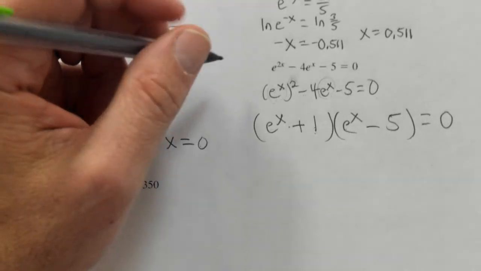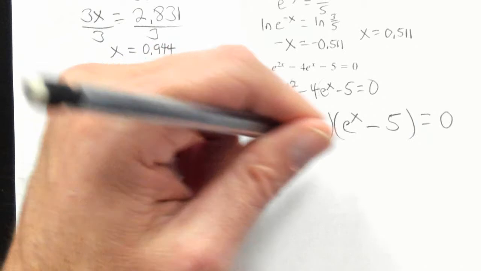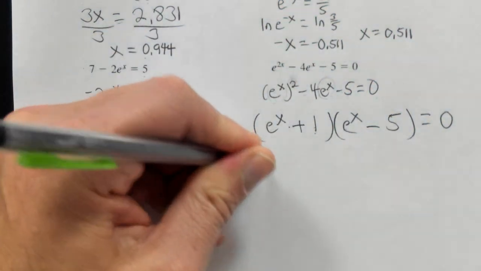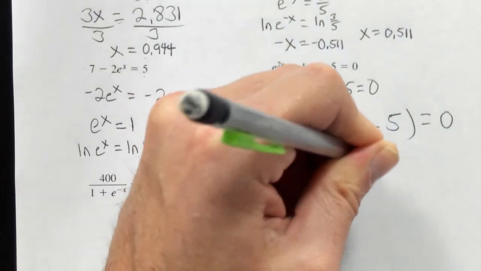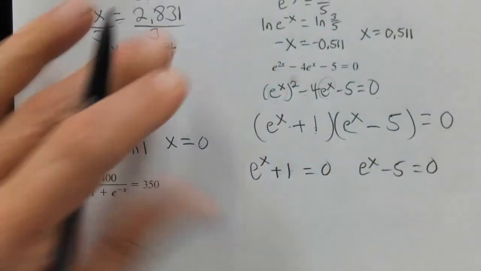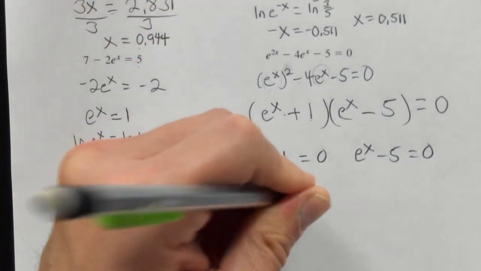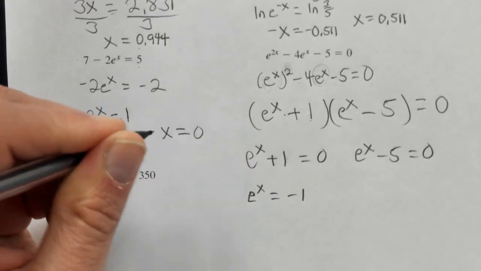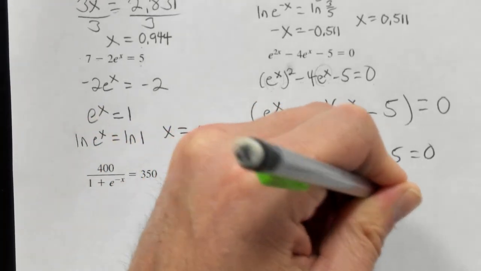All right? So from here, now what can we do? Well, we can separate these into two equations. E to the x plus 1 equals 0, or e to the x minus 5 equals 0. Okay? And so here we get e to the x equals negative 1, right? And here we get e to the x equals 5.